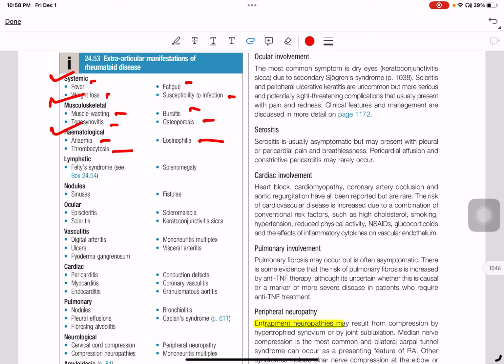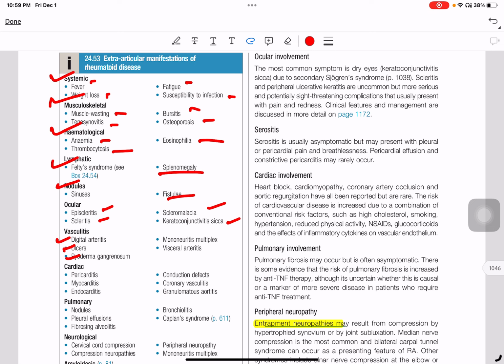Advanced rheumatoid arthritis may be associated with Felty syndrome, that is a patient with advanced rheumatoid arthritis with splenomegaly, lymphadenopathy, pancytopenia, and infection. Persistent lymphadenopathy may result in lymphoma. There may be skin nodules, sinus and fistula. In the eye there may be episcleritis, scleritis, keratomalacia, keratoconjunctivitis sicca, dry eye. In the skin there may be vasculitis, ulcer, pyoderma gangrenosum.